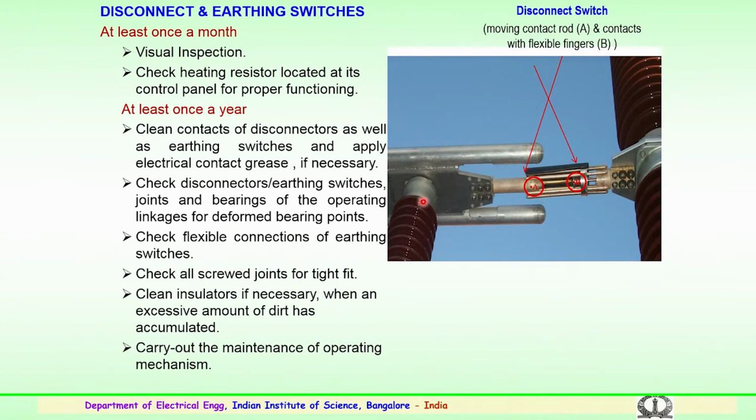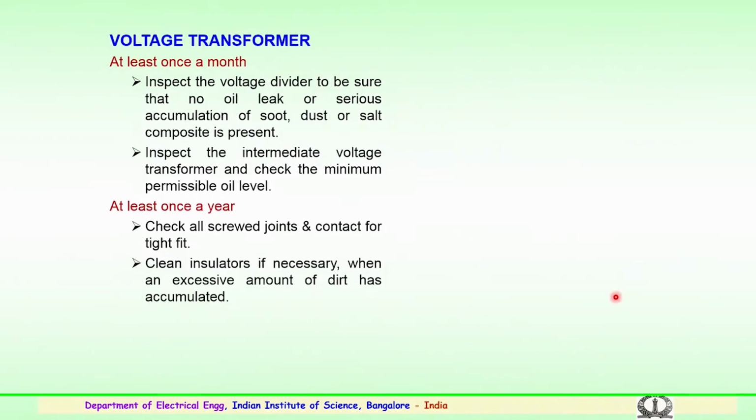The insulators which support these disconnector switches also have to be cleaned at regular intervals, and any excess pollutant or contaminant which has accumulated has to be cleaned so that surface discharges on the support insulator never happen. So, regular maintenance has to be carried out for the smooth functioning of the disconnector switches.